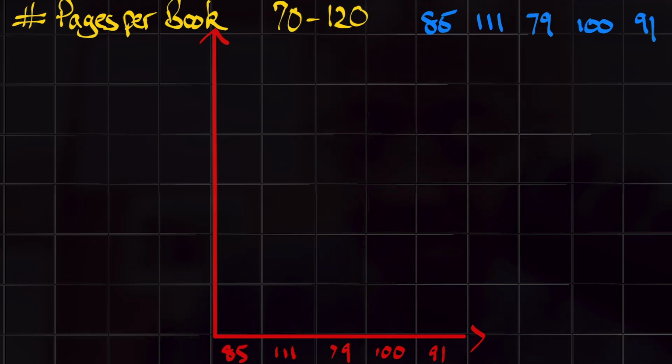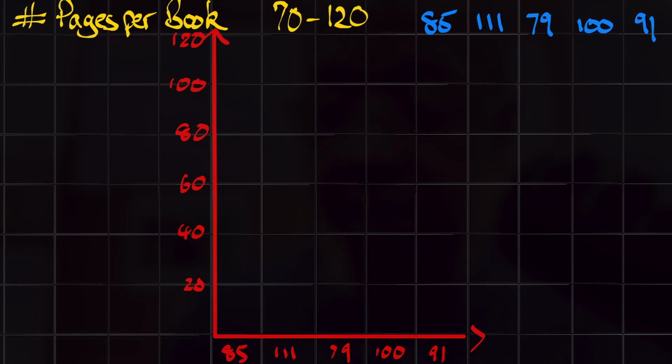Let's choose the same numbers. So I'm going to go with 20, 40, 60, 80, 100, 120. And those of you who are really quick might notice that if you know how to count by twos, you also know how to count by 20s.